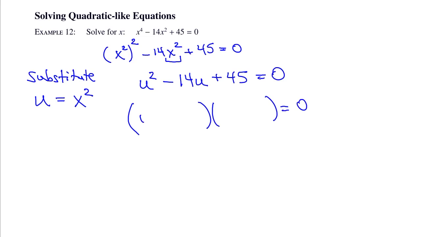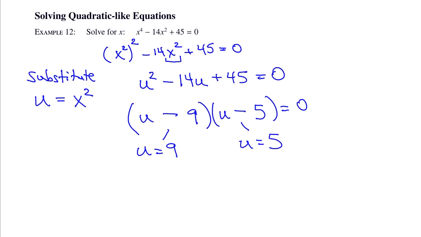So we're going to have u, and then what two numbers multiply to give you 45 and add to give you 14? That would be 9 and 5, and they're minus and minus. If we solve these when we set them equal to 0, we would get u equals 9, and we would get u equals 5.